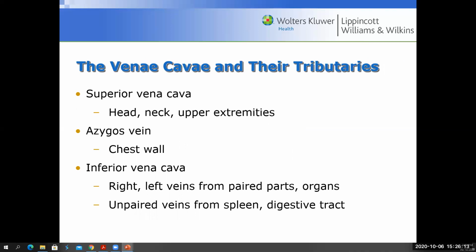Now let's just see if we could go back to the heart, that main pump where it all starts, in terms of the movement of the blood into the systemic circuit. You have the superior vena cava, and in terms of movement, of course, to the head, neck, and the upper extremities. The azygos vein goes to the chest wall, and from the inferior vena cava, it goes from the right and left veins, unpaired veins from the spleen and digestive tract. Very important to note that the vena cava, this is where blood is returned to the heart itself.